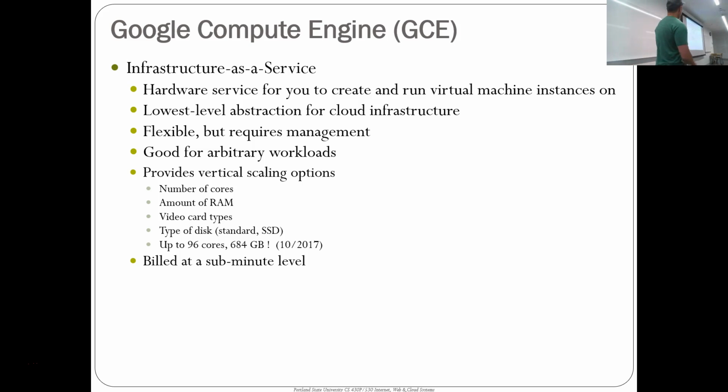Google Compute Engine is Google's version of infrastructure as a service. You're basically renting hardware, and you're creating virtual machines on top of that hardware. This is the lowest level of abstraction in the cloud. And it's what you're used to, right? I have a machine, like a personal computer, and I set it up, and then I give it an address, and then I go and I use it.